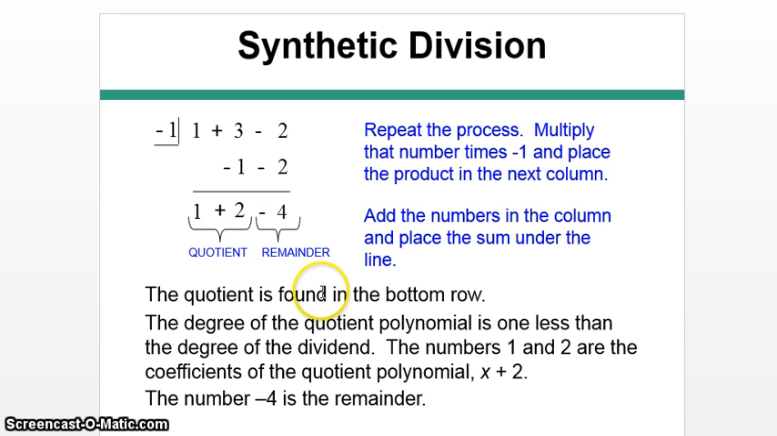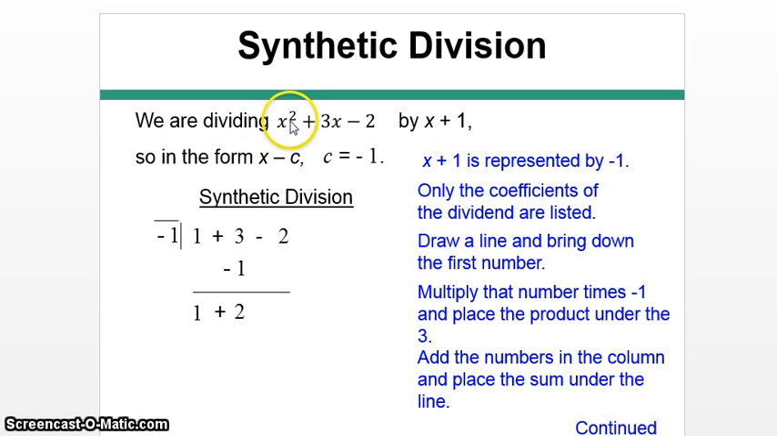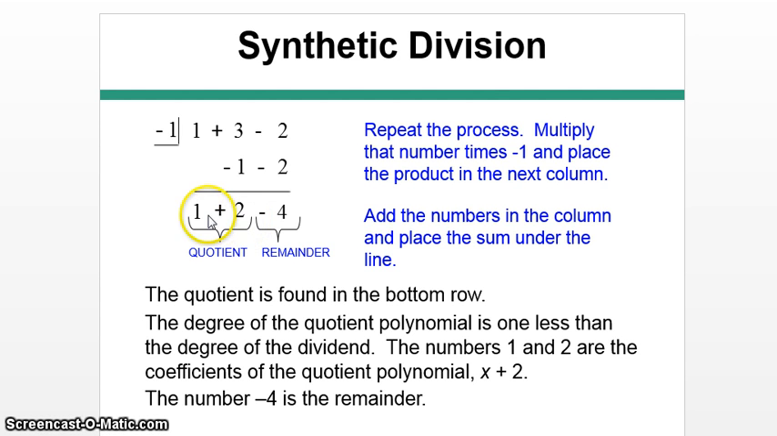The quotient is found in the bottom row. The degree of a quotient polynomial is 1 less than the degree of the dividend. Here the dividend has degree 2, because the highest exponent is 2. So the quotient will be degree 1, because it is 1 less than the degree of the dividend. That means the quotient polynomial will be x plus 2, whose degree is 1, and the remainder will be negative 4.